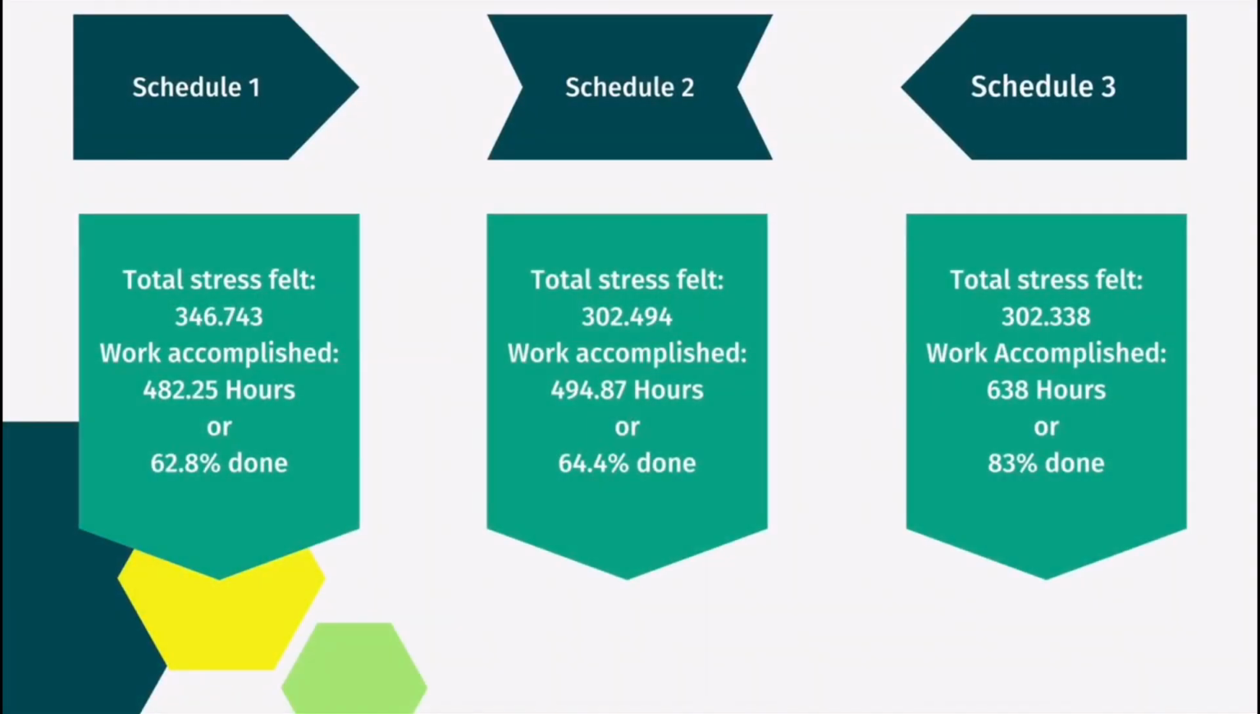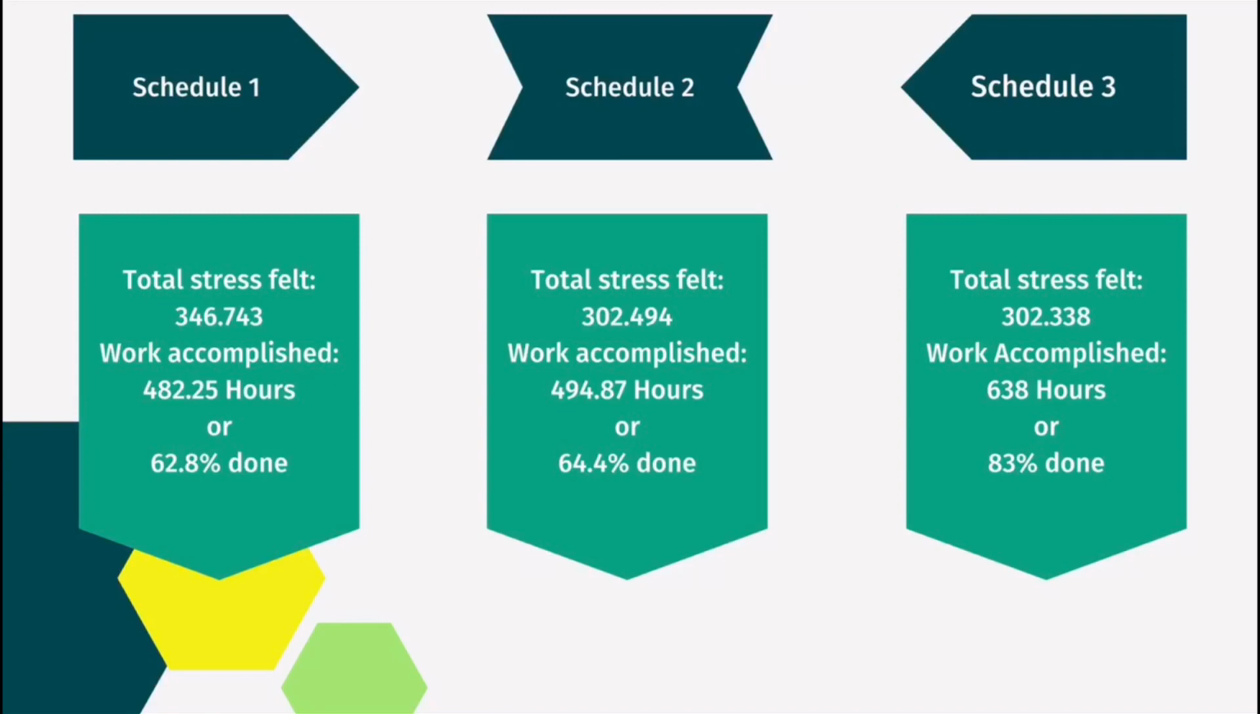Now that we've graphed the three schedules, it's time to decide which one was the best. Taking the integral of our stress functions, we found that the total stress was the smallest in Schedule 3 by a mere 0.156. The second schedule quickly followed, and the first schedule was the most stressful of the three.